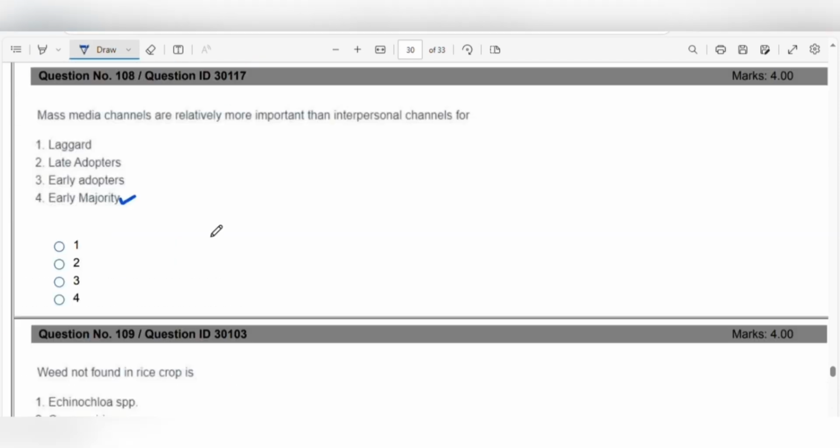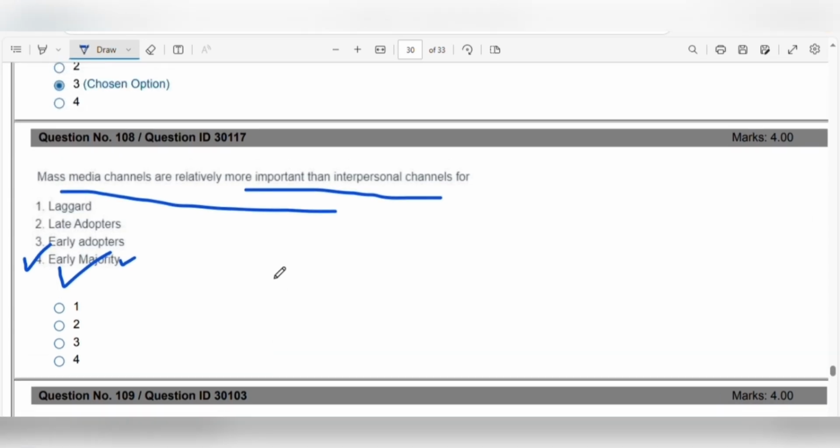Let's move on. This is a question from extension. As you can see, mass media channels are relatively more important than interpersonal channels for this question. Also, you need to know to answer it. There is no concept, nothing that can be applied here. So the answer will be early majority. For early majority, mass media channels are relatively more important than interpersonal channels. And you can read this question from any standard extension note or any book of extension.